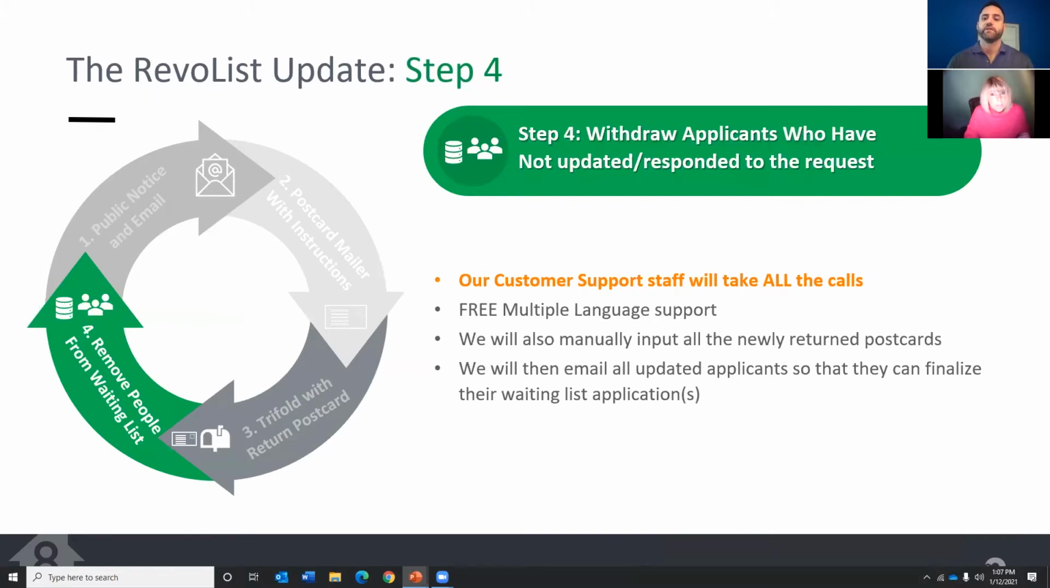The last step is to remove applicants that haven't responded to the update. We will send a detailed report to your agency, which includes information on the update, including how many notifications were sent in each step, and the number of applicants that responded within each step and their method of responding. Was it online or was it by paper?